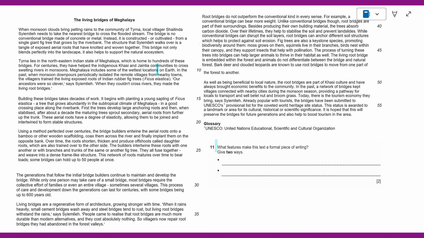Okay guys, now in question 11, what features make this text a formal piece of writing? Give 2 ways from the whole text. 10 seconds. Okay, let's check out the answer guys. If you need some more time, please pause this video.